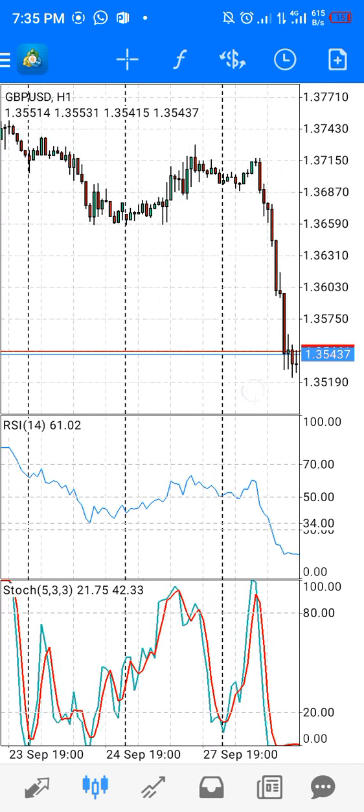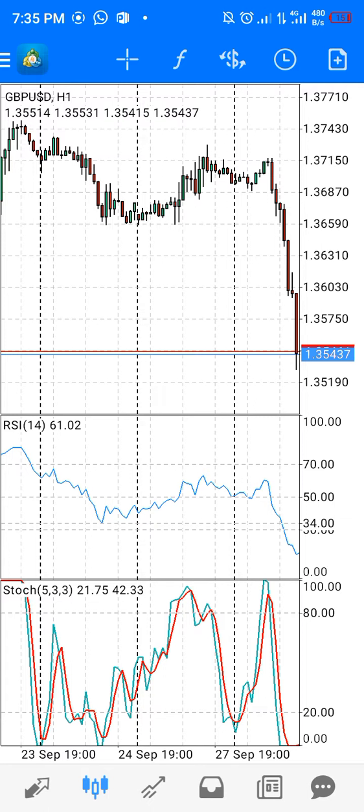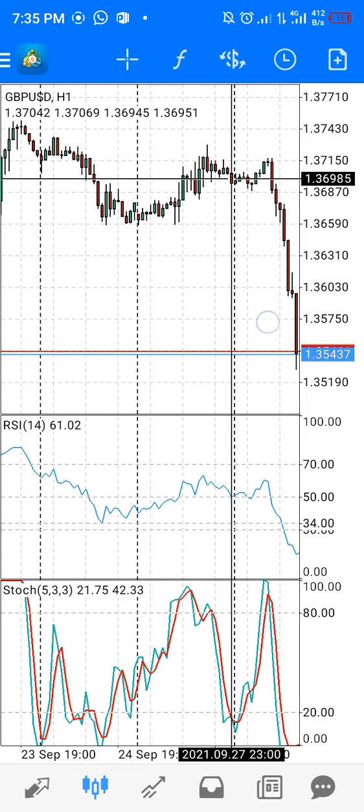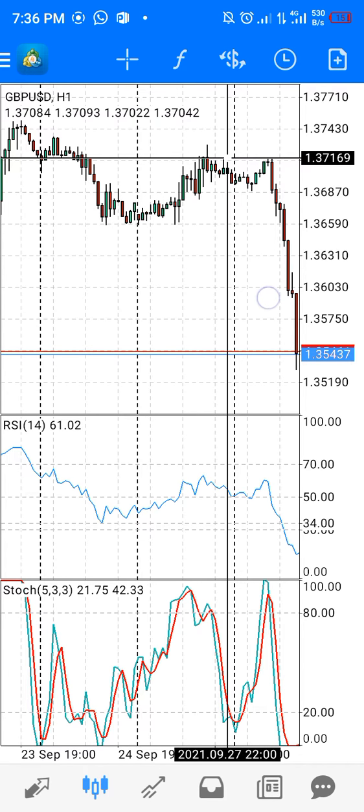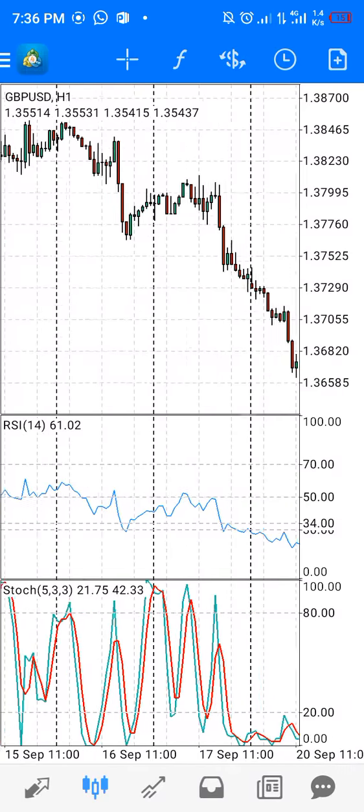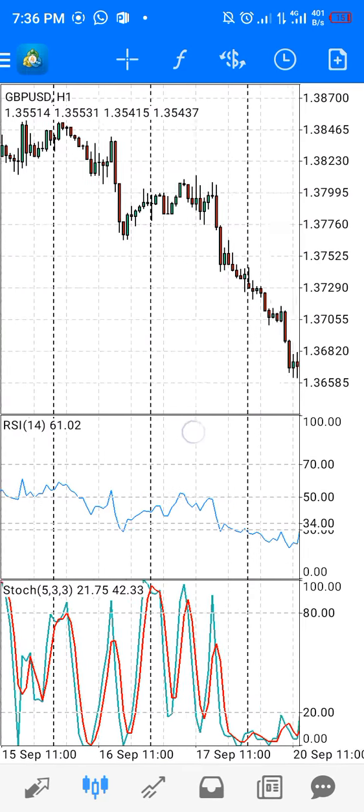Let's check this one. This candle is 50 and stochastic is oversold. If you had bought here, let's check how many moves. This is 37038. It moved till 37168, more than 10 pips. Okay, it's something. Like I told you before, it mostly works on gold, but you can try that on other pairs.